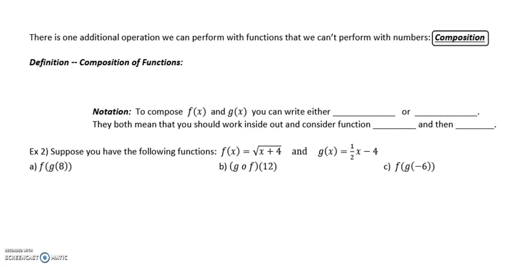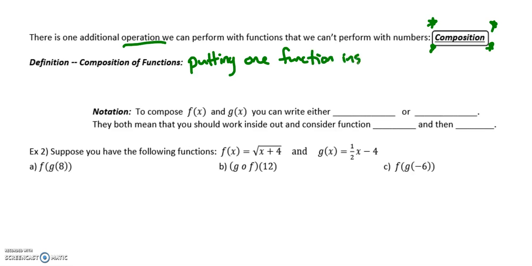As we continue to look at what we can do with functions, specifically operations with functions, there's one other operation we can perform with functions that we can't perform with regular numbers. And we call that operation composition. So we can compose functions. Basically, composition of functions is just putting one function into or inside another. So you take one function and make it the input for another function.